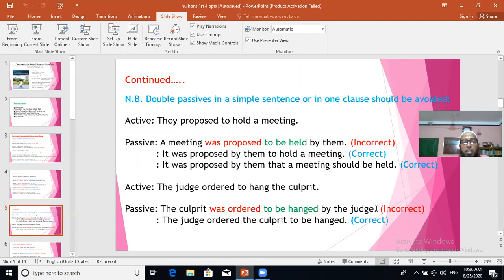You see, this is incorrect because the judge himself will not hang the culprit. The judge only ordered. So if you change the voice of the two parts, I mean the main verb and the infinitive, then it will be incorrect because this is a simple sentence again. You should not change both of the things into passive. You should change only the main verb into passive. The judge ordered the culprit to be hanged. That is the correct answer.